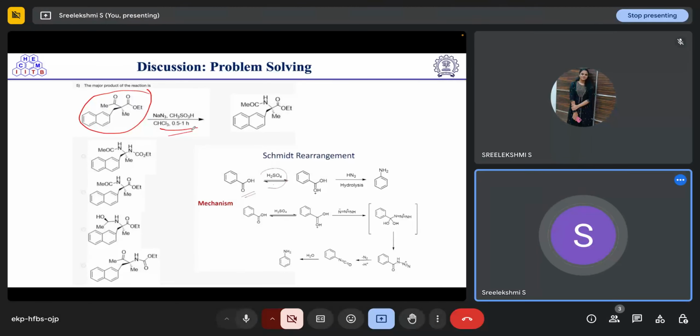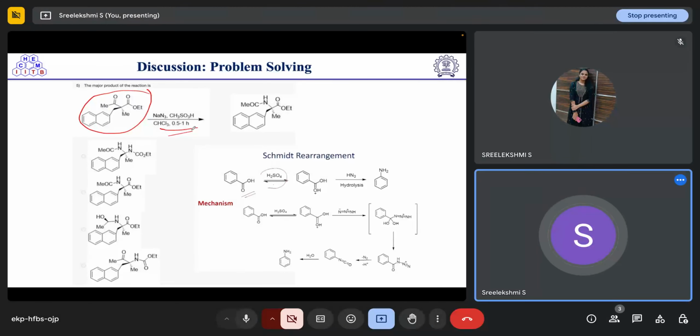What is happening here is that first, in the presence of this, N3 minus from NaN3 will attack over this carbonyl carbon center, and then N2 will leave, and that will result in the formation of an isocyanate. And once that isocyanate is formed, that can undergo rearrangement, and we will be getting this. That is, once that isocyanate is formed, it will be like N double bond C double bond O here, Me also will be there, and then here the other group is there, R group.